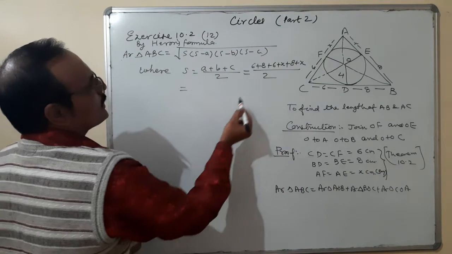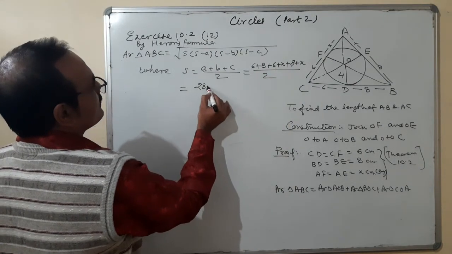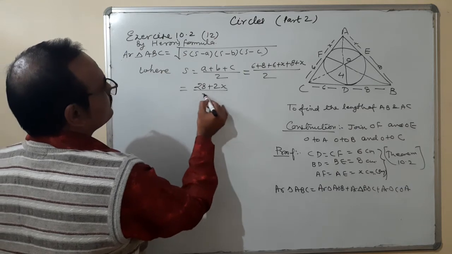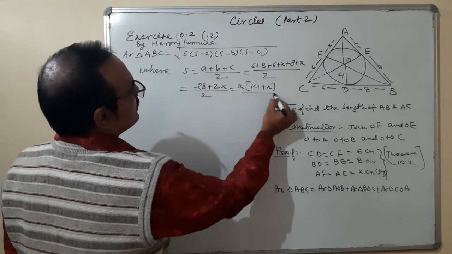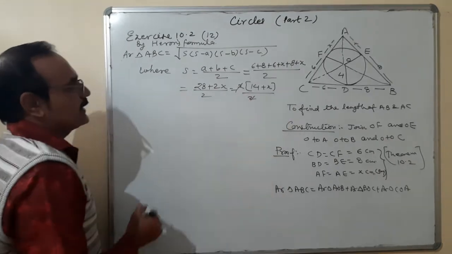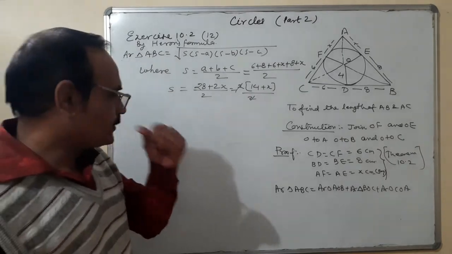So what is the total? 6 plus 8 is 14, plus 14 is 28, plus 2x, upon 2. If I take 2 common, it is (14 + x) upon 2, the 2 cancels. This is s. S is equal to 14 plus x. Okay, so now put the value in this term.